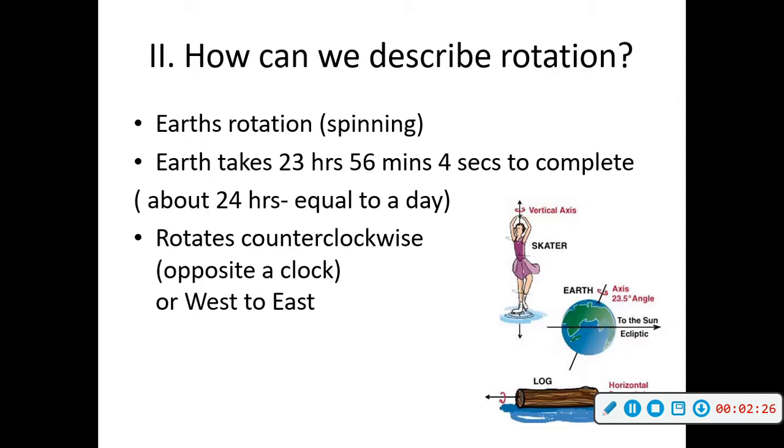The Earth rotates counterclockwise, which is opposite the clock. Another way to think of it from a side point of view is west to east. So whee! That's the way I like to think of it. And you can remember it in your mind that way.